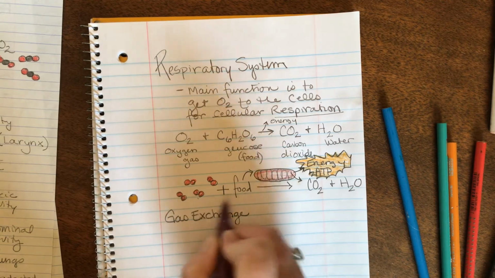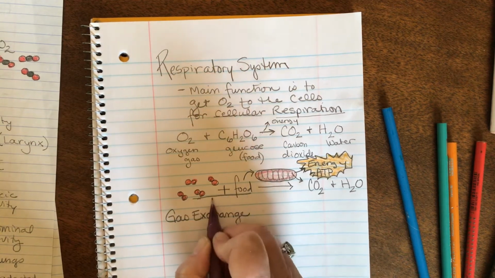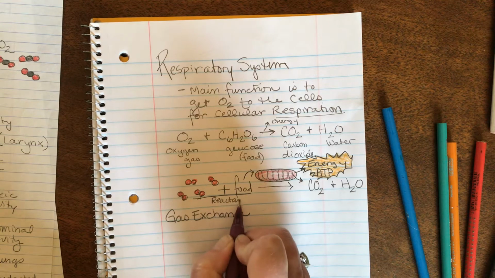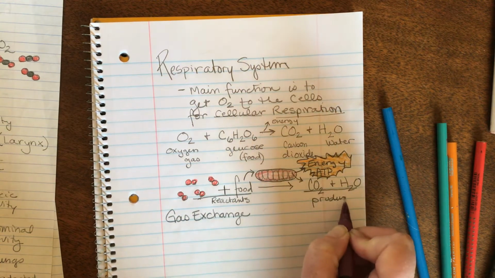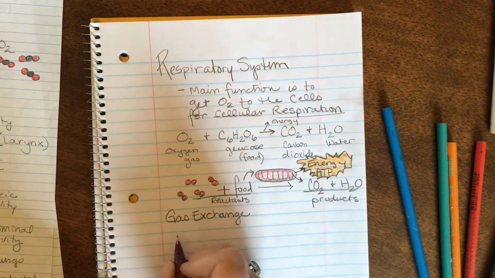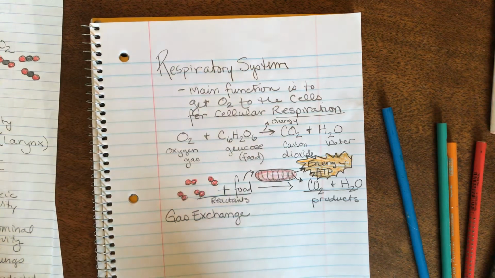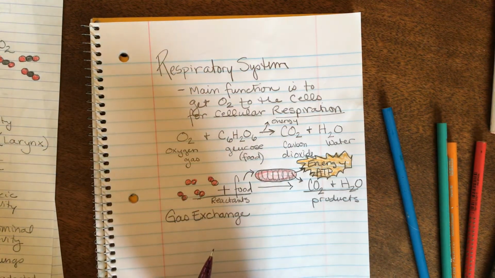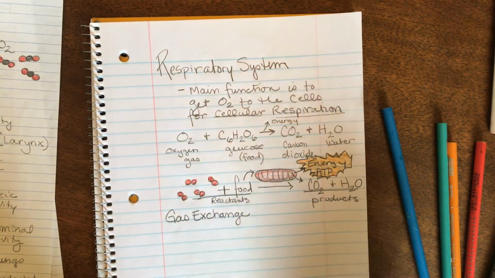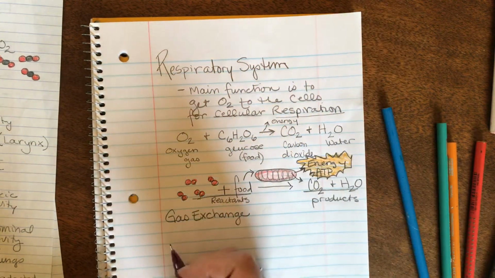So we have reactants here, and we have products over here. So in gas exchange, of course, your reactants are the food you eat and the oxygen that you breathe in, and the products are the carbon dioxide and water that you're breathing out whenever you breathe out.